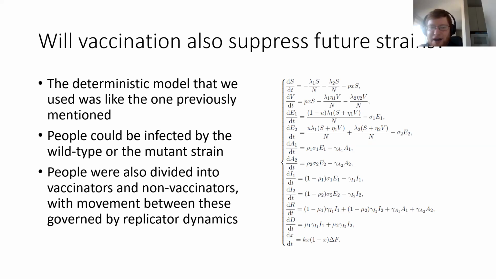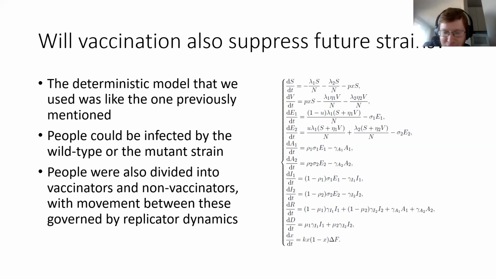So you've got E1 and E2, A1 and A2, I1 and I2, right? Because you can get exposed, asymptomatically infected or symptomatically infected by strain one or strain two. But of course, if you're susceptible, vaccinated, recovered, or dead, then it doesn't really matter. And then you've got this thing down here, X. So what is X? X is what I told you about before: the proportion of people that are willing to take a vaccine.